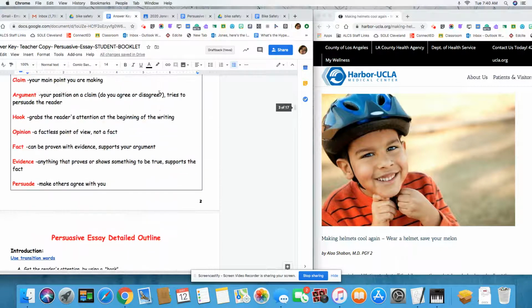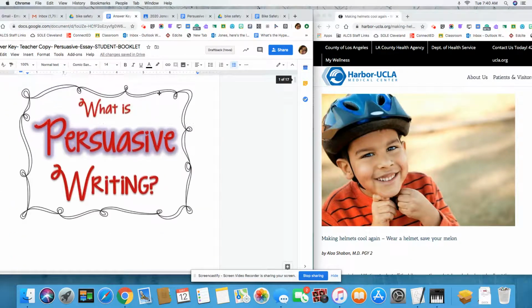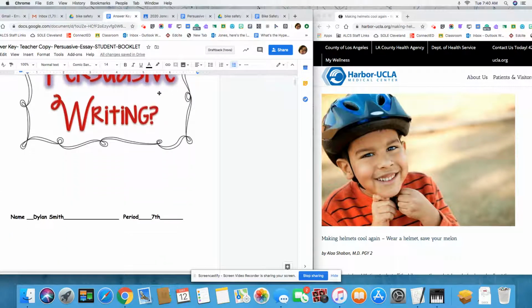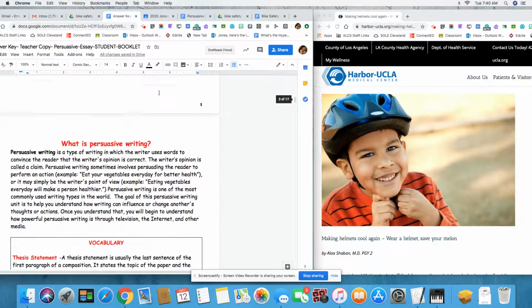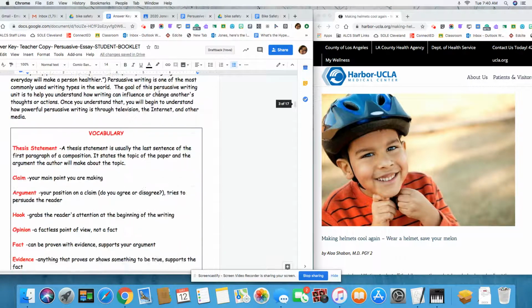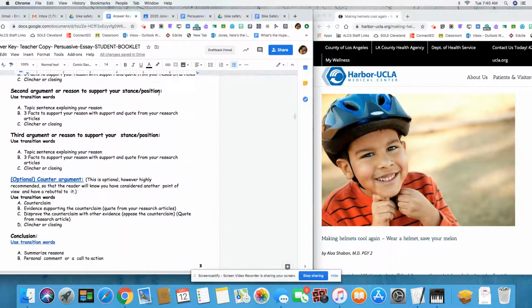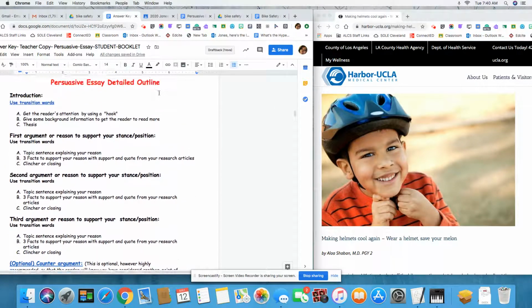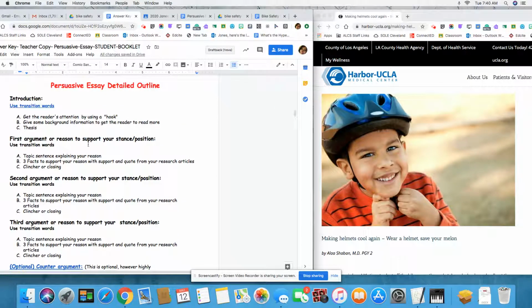All right, you're going to find this in your student booklet for what is persuasive writing. So, the first step for writing our first full body paragraph, you'll find right here. It says first argument or reason to support your stance or position. Make sure we're using transition words, and we'll talk more about that in a minute.